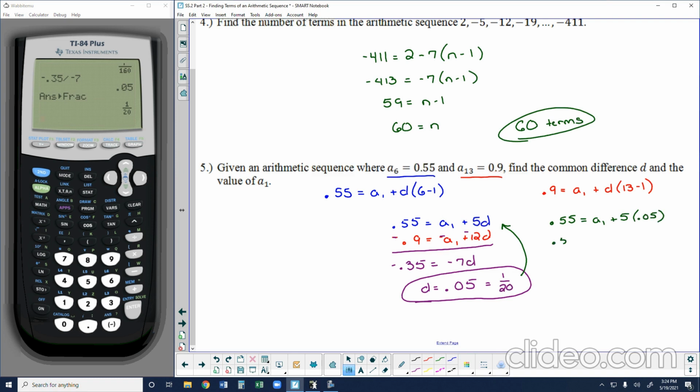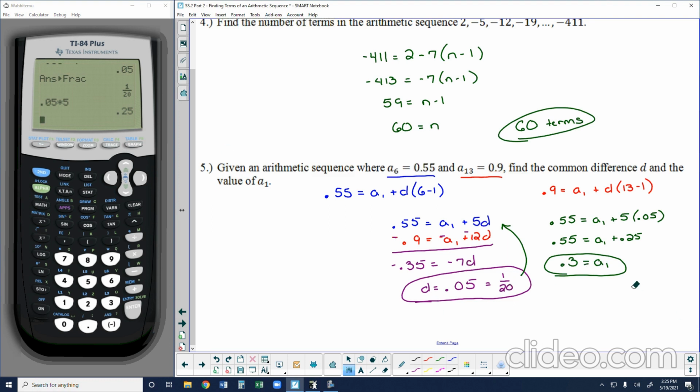And so simplify that expression. So 0.55 equals a sub 1 plus 0.25. So as we take 0.05 times 5, and then I can subtract 0.25, and I would get 0.3 equals a sub 1. And there I have my initial term, a sub 1, and my common difference.